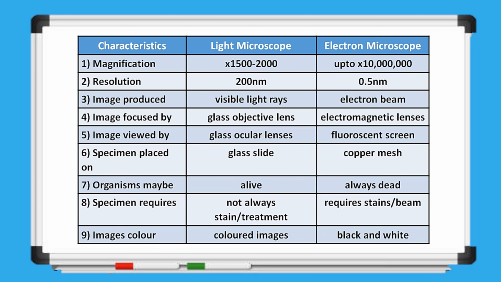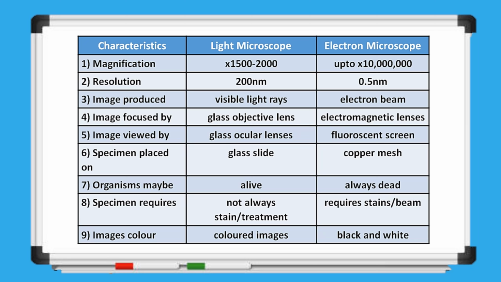In conclusion, a comparison table outlines the differences between light microscopes and electron microscopes. Electron microscopes are much more powerful, allowing us to see finer details, while light microscopes are great for studying living organisms. Light microscopes can magnify objects up to 1500 to 2000 times and have a resolution of 200 nanometers, using visible light and glass lenses.